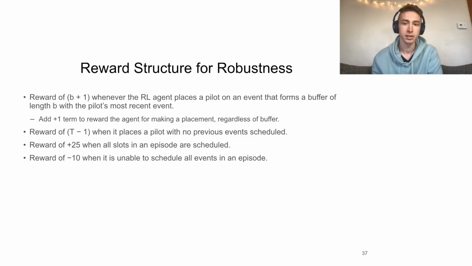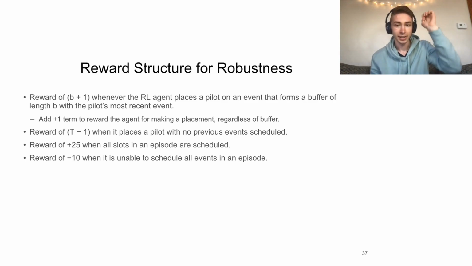And the plus 1 incentivizes the agent to actually just make a placement regardless of the buffer. We give it a reward of capital T minus 1 whenever it assigns a pilot with no previous flights assigned. And what is capital T? It is the length of time that we're scheduling for. So let's say we're scheduling for 7 days.